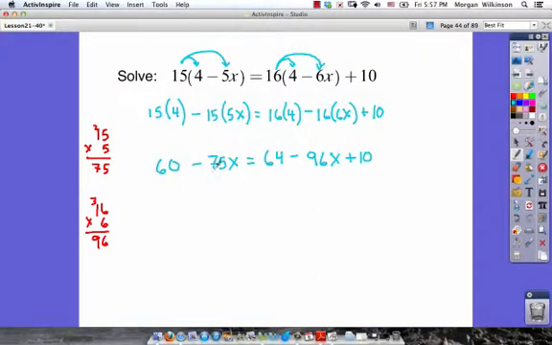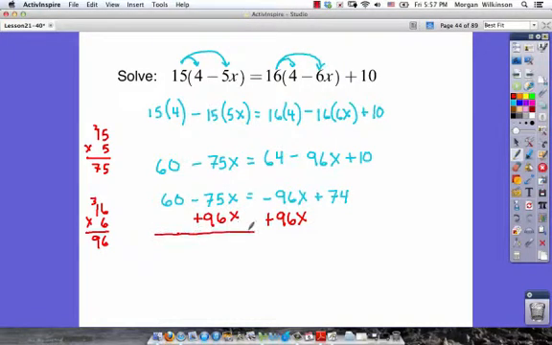Let's simplify as much as we can. We're going to have 60 minus 75x. We can't add those on the left because they're not like terms. But what we have is 64 plus 10. So we're going to get negative 96x plus 74. Because we had 64 constants, we had 10 constants, we add them together to simplify to 74 constants. Now, let's go ahead and move the x's to the left. We're going to start off first by adding 96x to both sides.